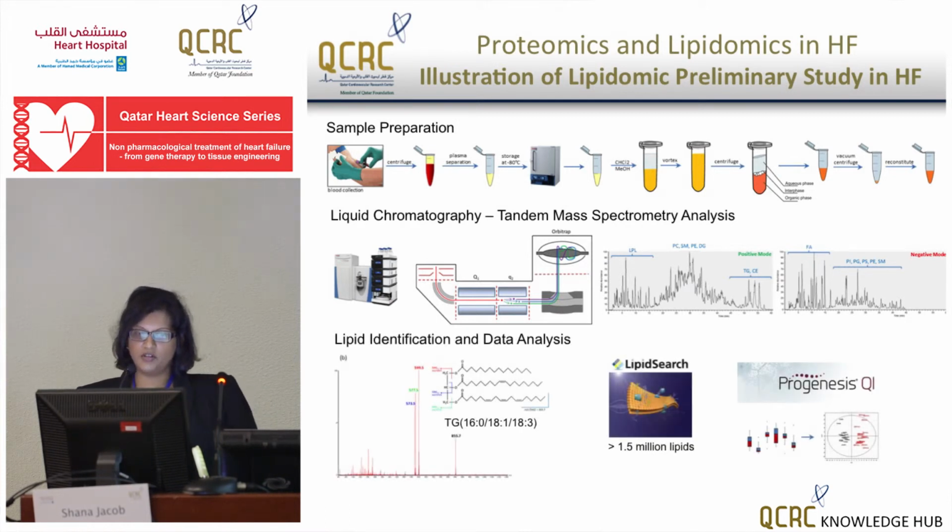Lipid identification occurs by piecing together information from the entire mass of the lipid as well as its individual fragments. Through this process, we are able to not only tell what lipid class it is, but we are also able to tell how many carbons there are in each fatty acid and how many double bonds there are. We use a database called Lipid Search in order to confirm our identities, and we use Progenesis QI to do statistical analysis and multivariate data analysis.